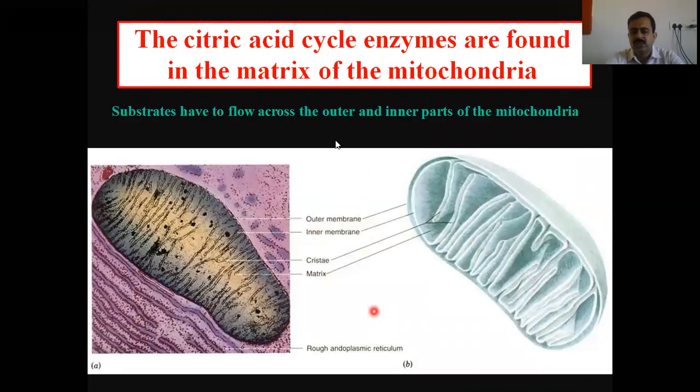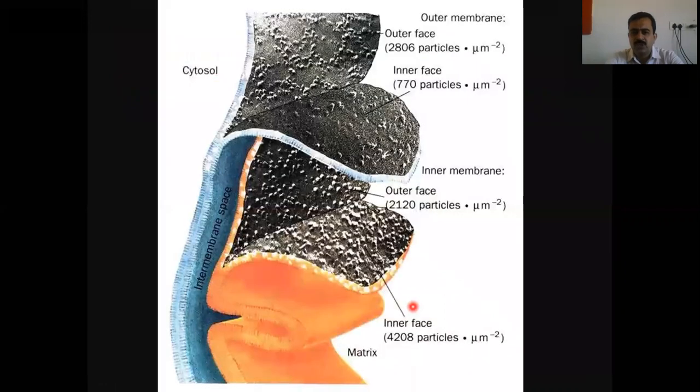Now, all the enzymes associated with the citric acid cycle are located in the mitochondria. Now, where in the mitochondria? If you see the mitochondria very clearly, here, the inner surface, maximally inside this inner surface, you can see the reactions that take place inside the mitochondria.